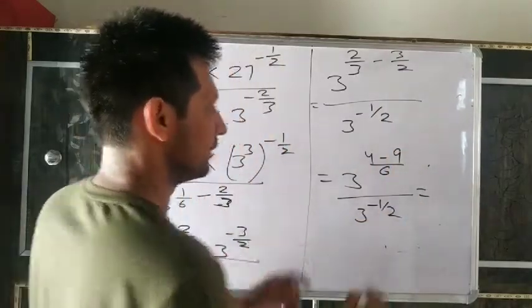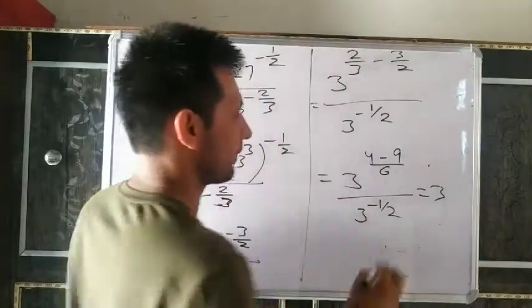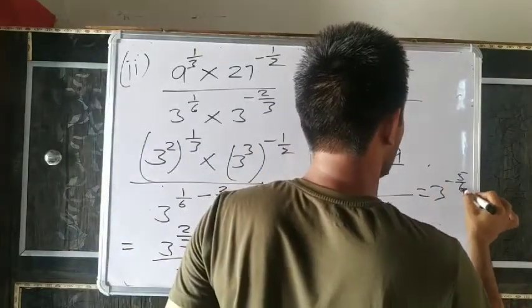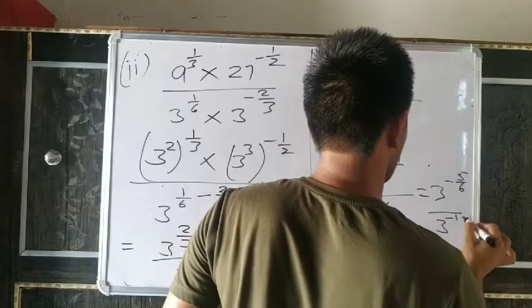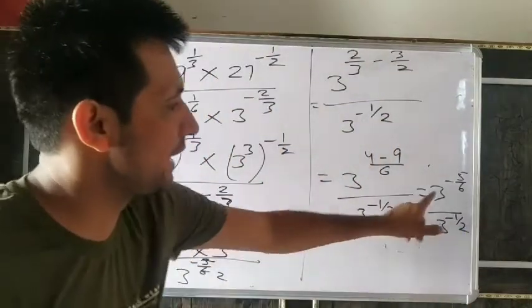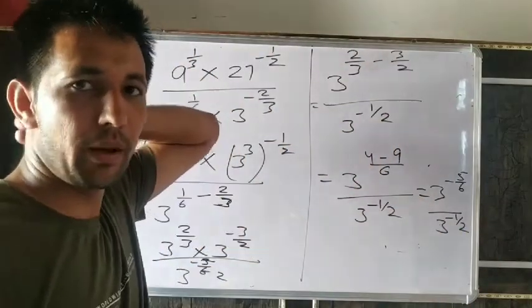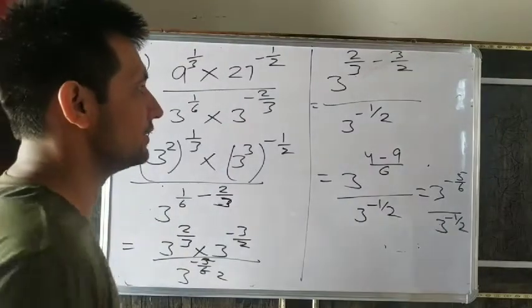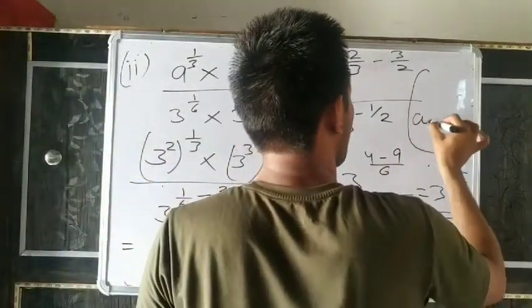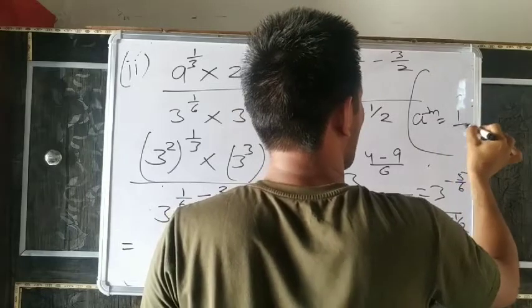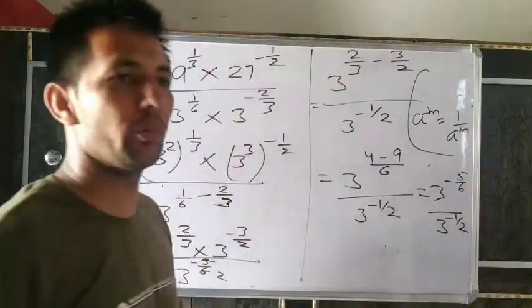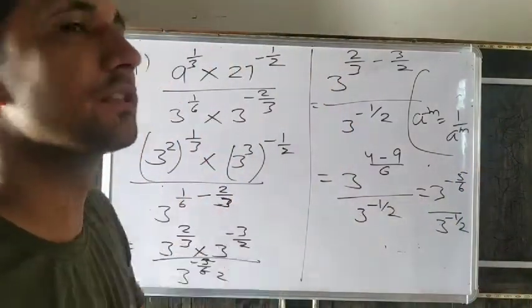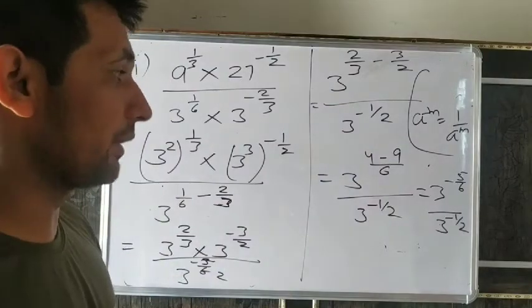What does it become? 3 raised to the power minus 5/6 divided by 3 raised to the power minus 1/2. The base is the same, and in division the powers subtract. Otherwise, we can use this formula: a raised to the power minus m equals 1 by a^m. Whenever something goes from numerator to denominator, the sign of the power changes.